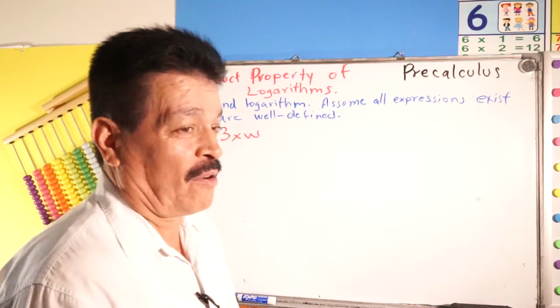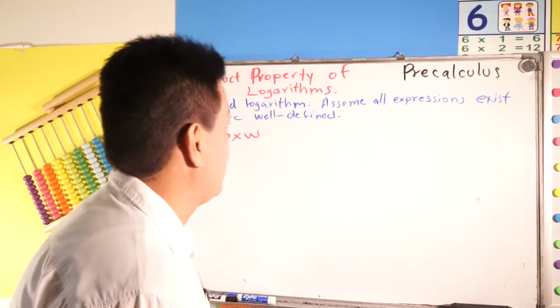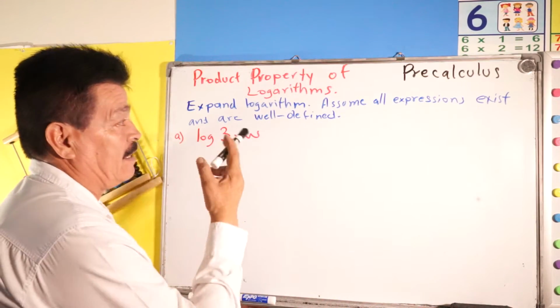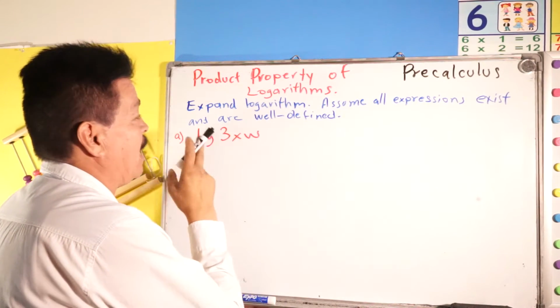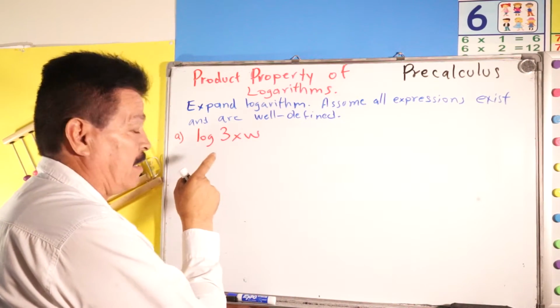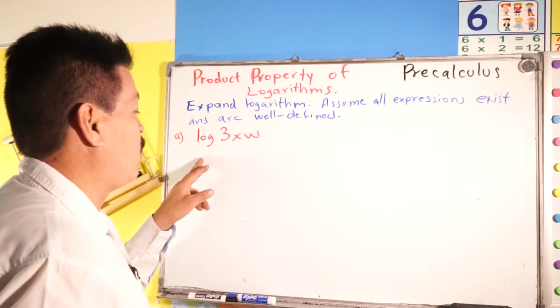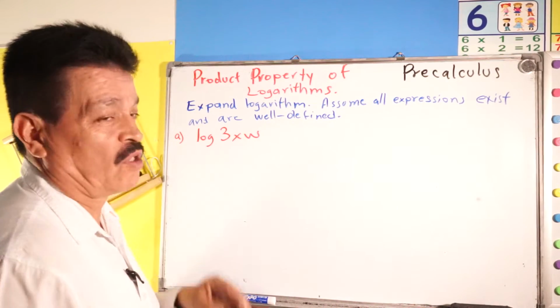The product property of logarithms is our topic for today. We have to assume the expressions exist and are well defined. So this is our problem: log of 3 times x times w.